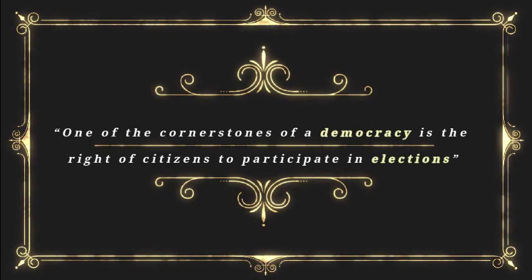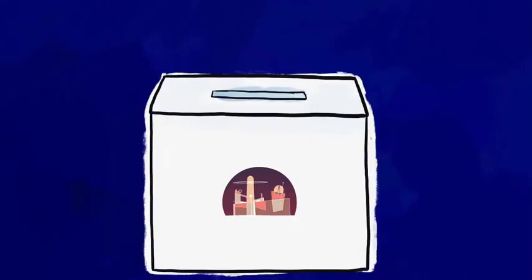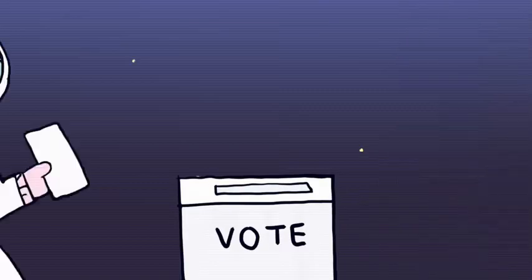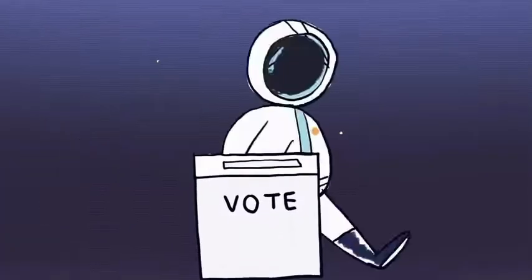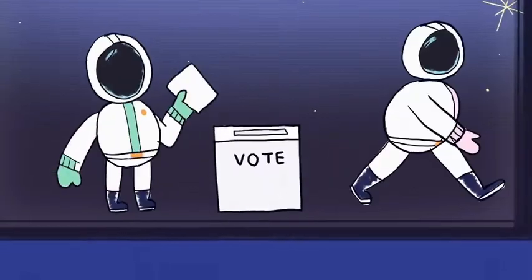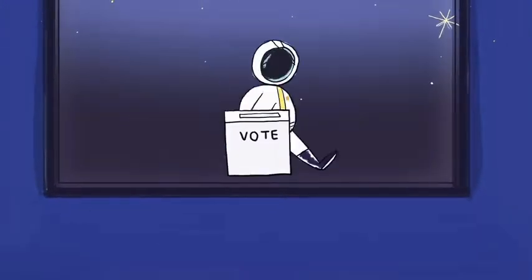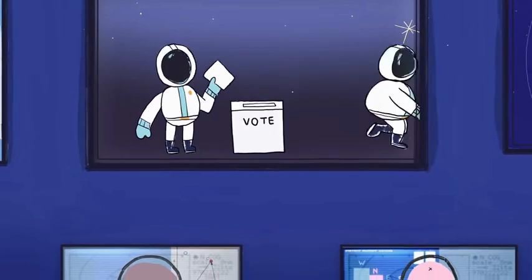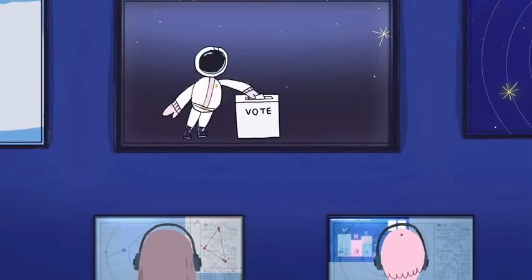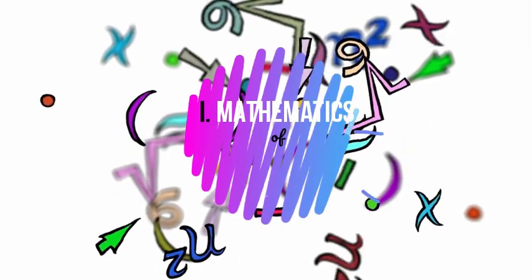One of the cornerstones of a democracy is the right of citizens to participate in elections. Voting might appear to be a simple activity of producing the winner of an election, or just a matter of counting the votes correctly. But there is more behind election exercises, and many experts, like the mathematicians, devote their professional careers to this field of study. Now let us examine the mathematics of voting.